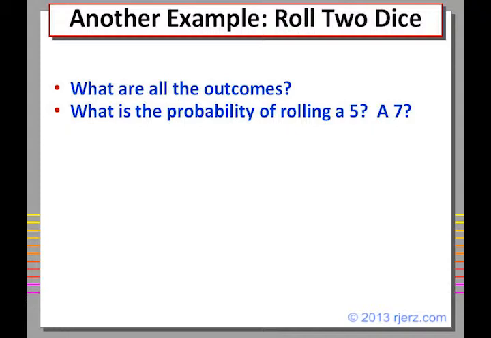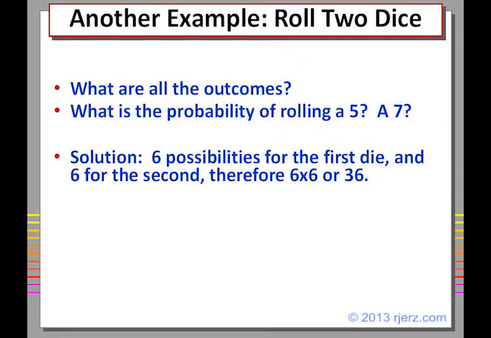Let's think about this a little bit. The first dice has 6 different possibilities. Also, the second dice has the same thing, 6. So the total number of outcomes is 6 times 6, or 36.